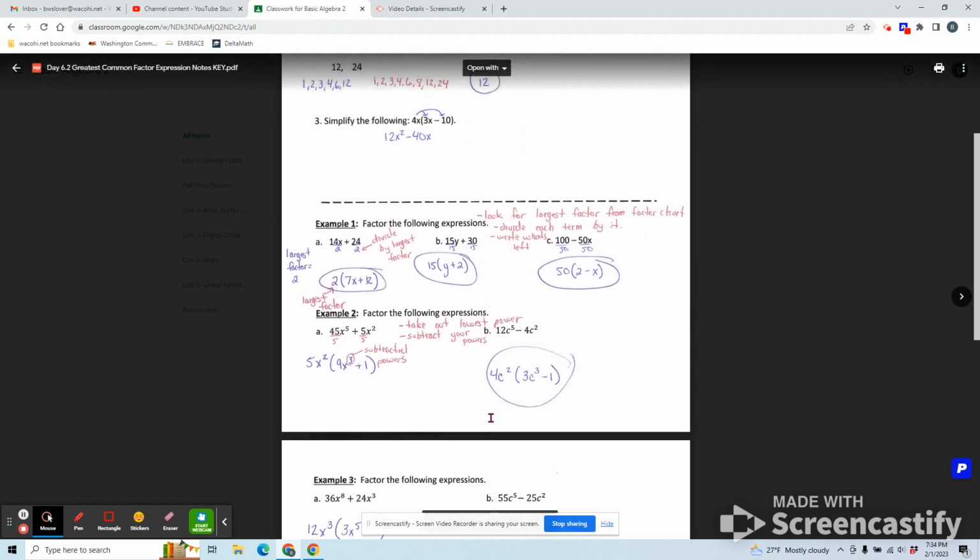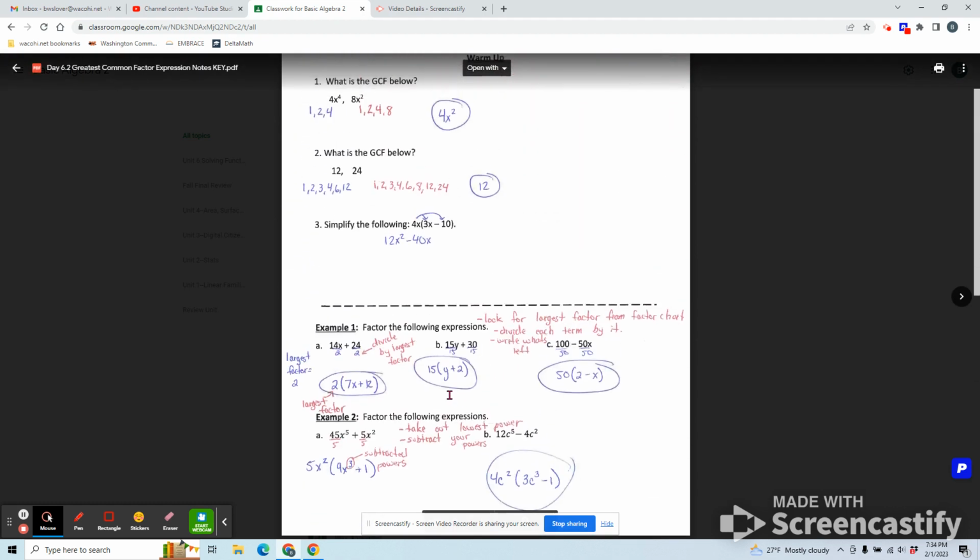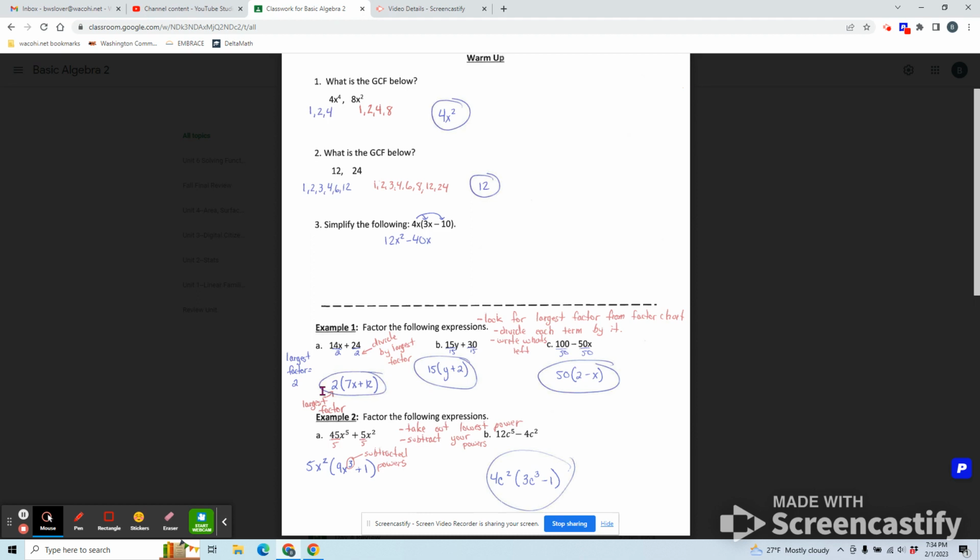To recap, you are looking for your greatest common factor, and then you are going to divide each term by your greatest common factor. And if you have variables, then you subtract those powers.